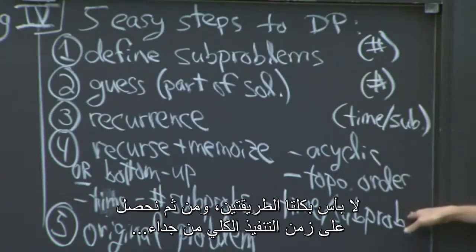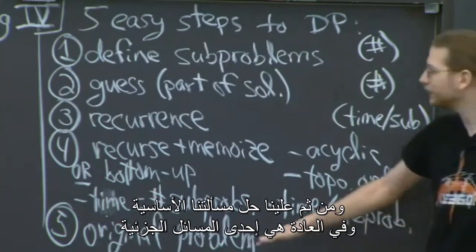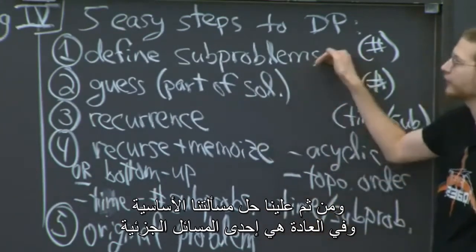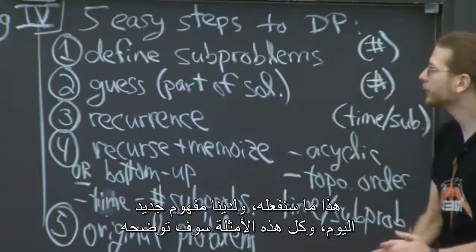Then we get that the total running time is number of subproblems times time per subproblem. And then we need to solve our original problem. Usually it's just one of the subproblems, but sometimes we have to look at a few of them. So that's what we're going to do.